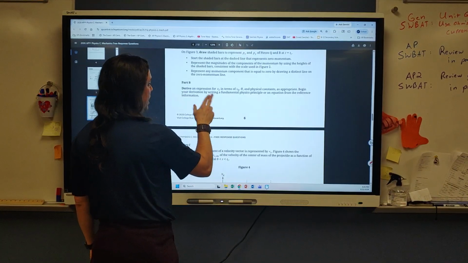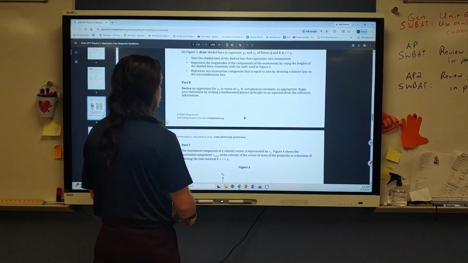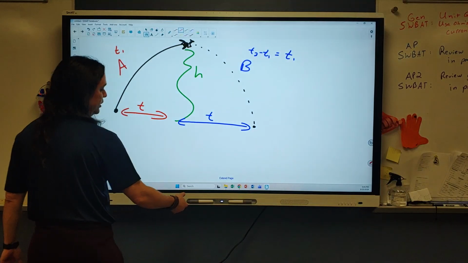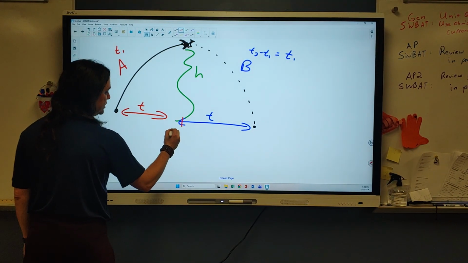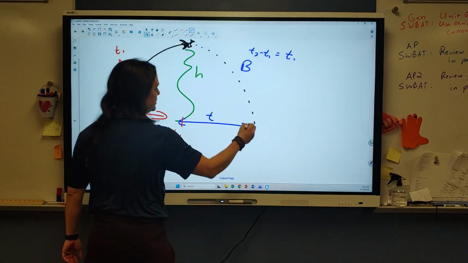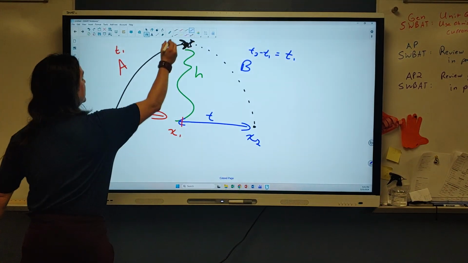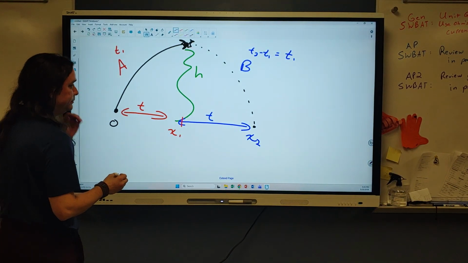Begin your derivation by writing a fundamental physics principle or an equation from the reference sheet. So there are a couple different things that you could do on this. This represents a distance of, we're told that this is x1, and that this, way back over here, is 0.